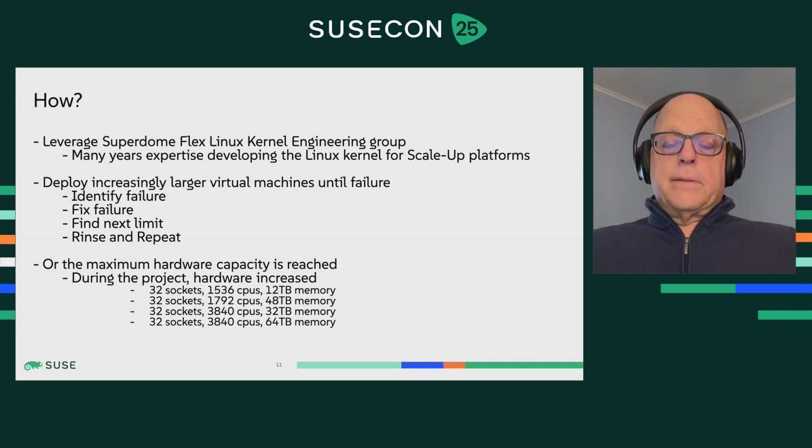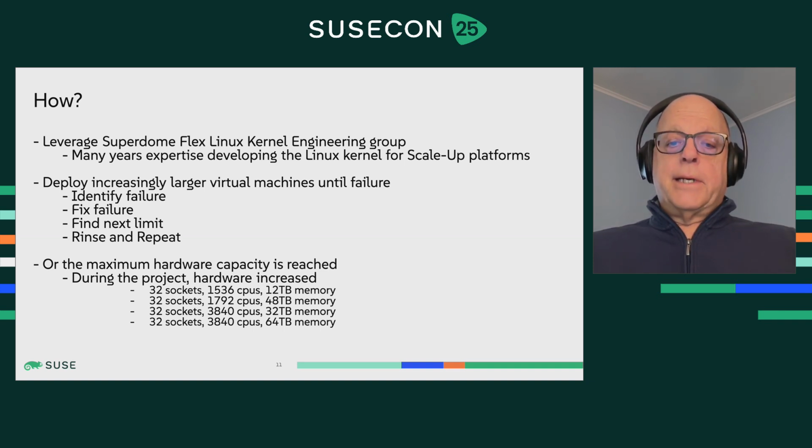The way we're going to go about this is deploying increasingly larger virtual machines until they fail. Primarily, they usually can't boot. So then we identify the failure, fix the failure, and then make a bigger one and find out what the next limit is. And then rinse and repeat and keep going until the maximum hardware capacity is reached.